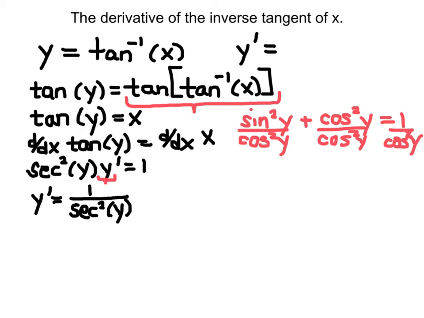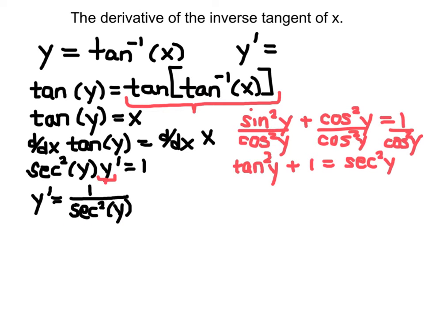And what do I get? Well, I get the tangent squared y plus 1 is equal to the secant squared y. Well, that's what I have here. I have the secant squared y. So I can just sub that right in.